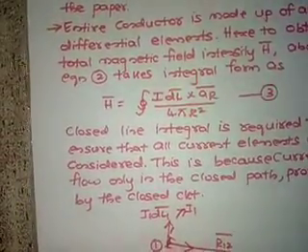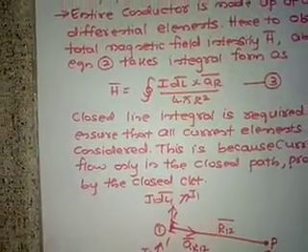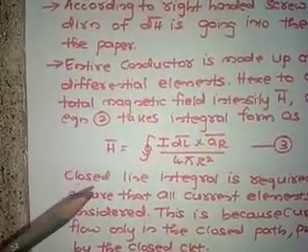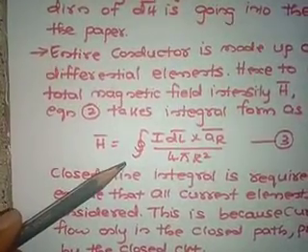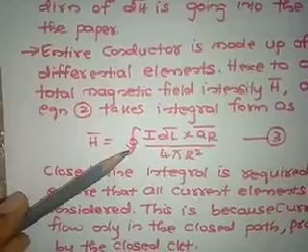The closed line integral is required because the current can flow only in a closed path, in a closed circuit, right? So that's why I have considered the closed integral here.